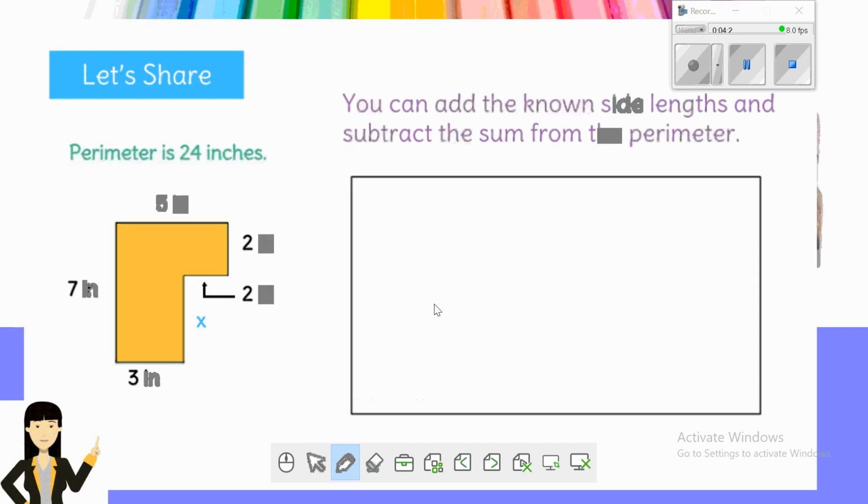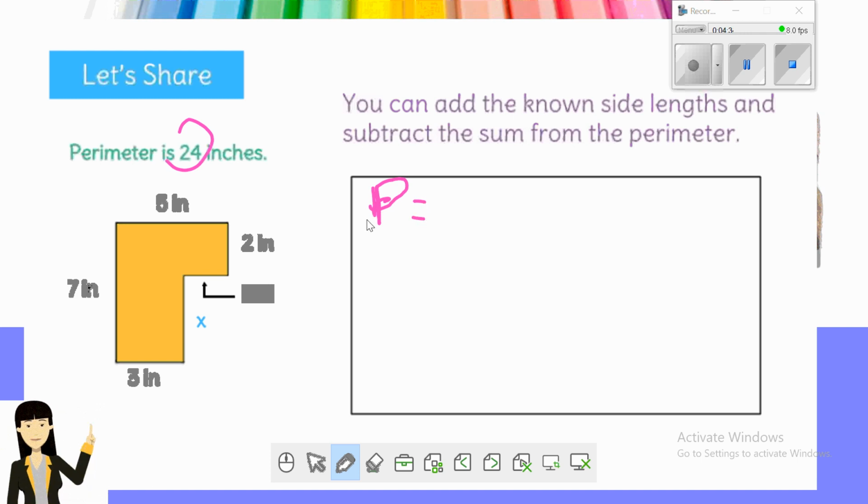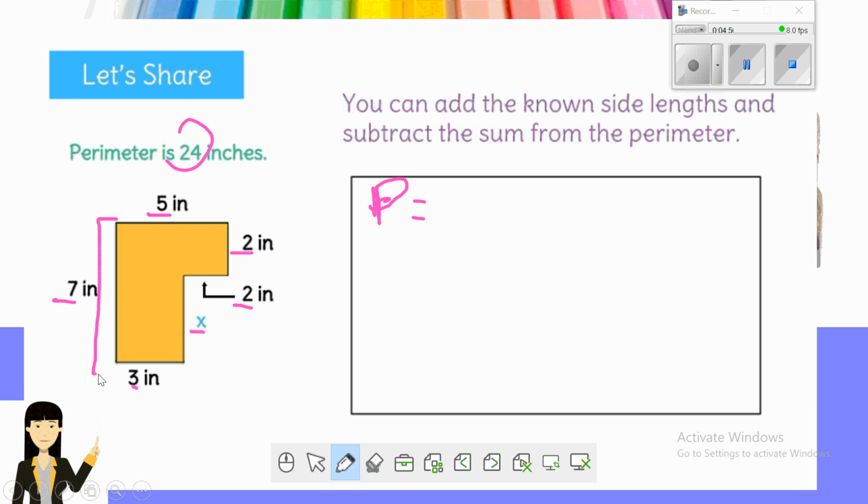I have the perimeter, as I told you, which is the total of the sides, right? What is the first side I have? It's 7 plus 5 plus 2 plus 2. We have a side here, and plus x and plus 3. If I look from here to here, this is 7, right?